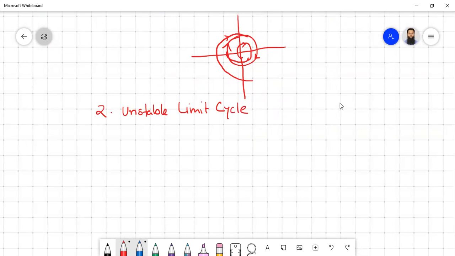So in the unstable limit cycle, I think you already predicted what is going to happen. That is, as time goes to infinity, it will be diverging. So all trajectories will diverge from the limit cycle.